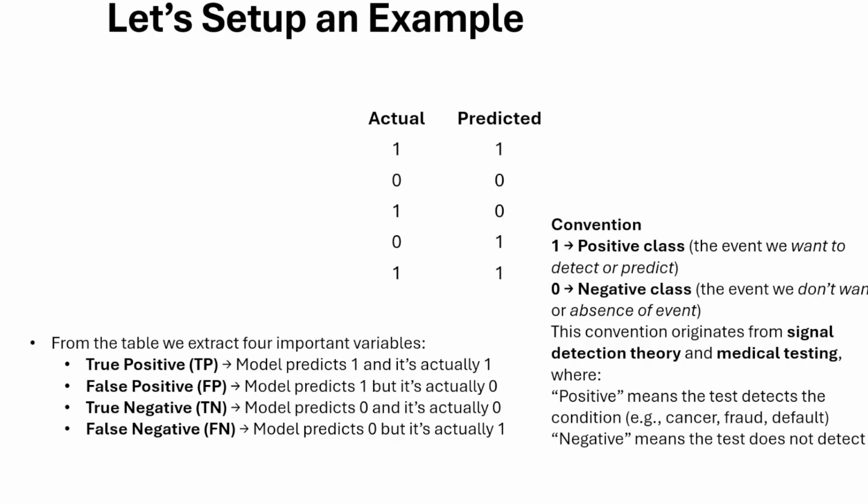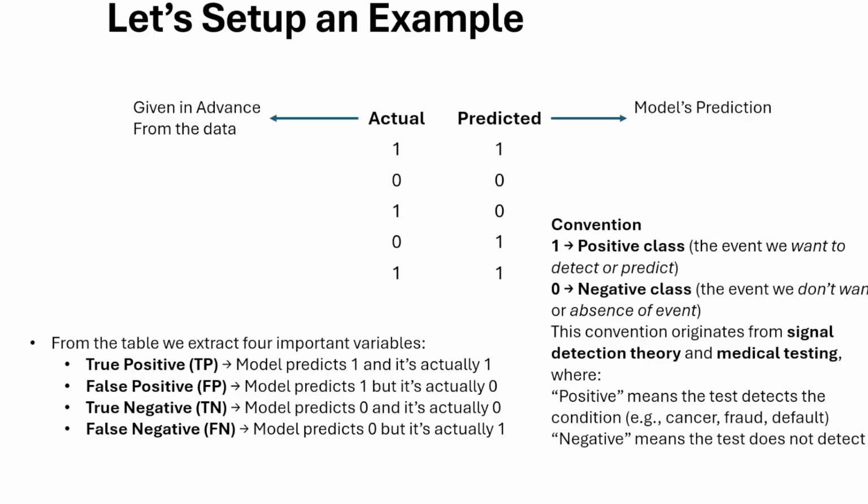So we have some actual and predicted data. The actual data is given in advance from the data set that we have, and the predicted is the model's predictions. So from the table we can extract 4 important variables that we're going to use: true positives, true negatives, false positives, and false negatives. Each one, for example, true positive, is when the model predicted 1 and it's actually 1. True negative is when the model predicts 0 and the actual value is 0.